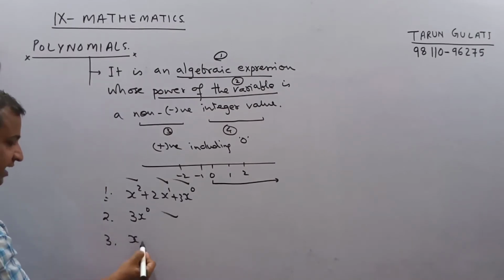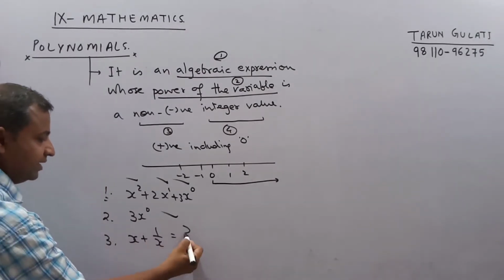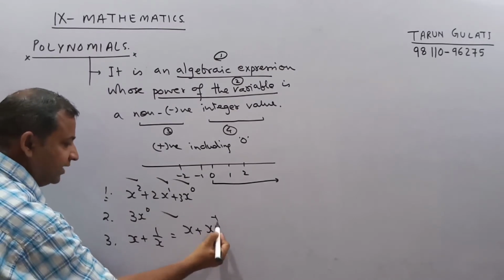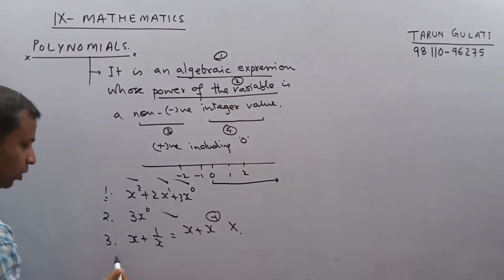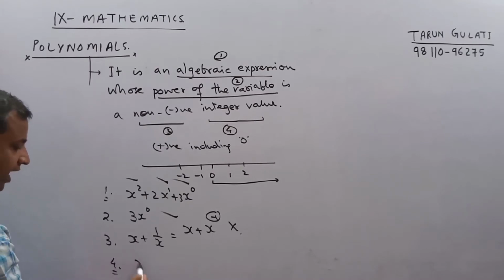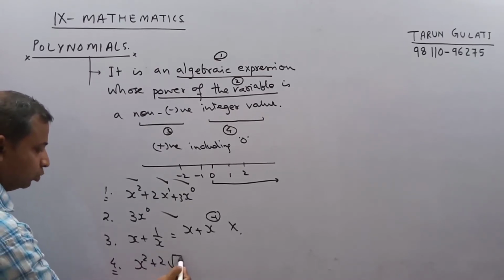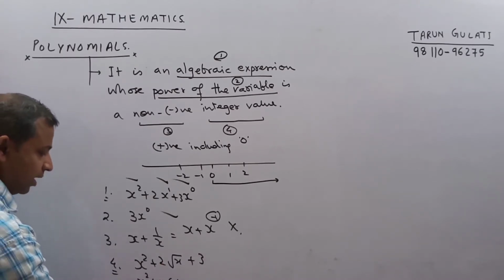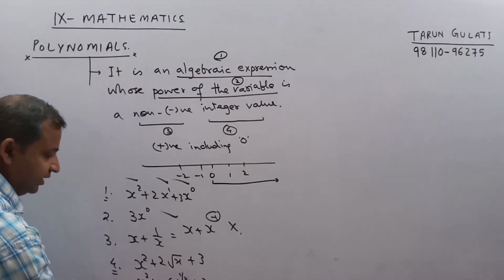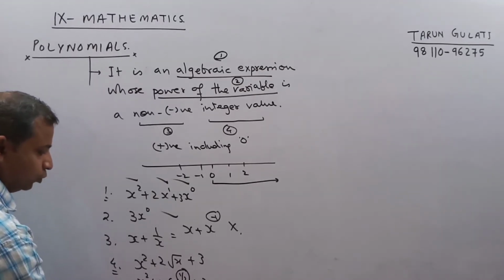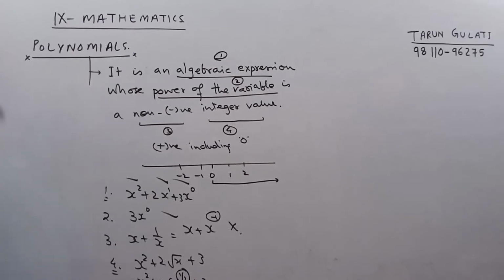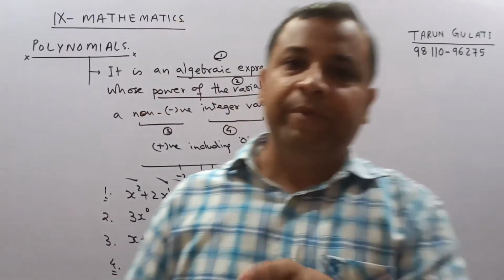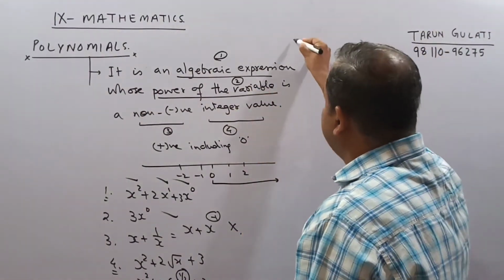Number 3: x plus 1 upon x, which means x plus x to the power -1. So this is not a polynomial. Number 4: x square plus 2 under root of x plus 3, which means x square plus 2 x to the power 1 upon 2 plus 3. Since the power is 1 upon 2, it is not an integer, and so it is not a polynomial. I suppose the meaning of polynomial is clear to everyone.